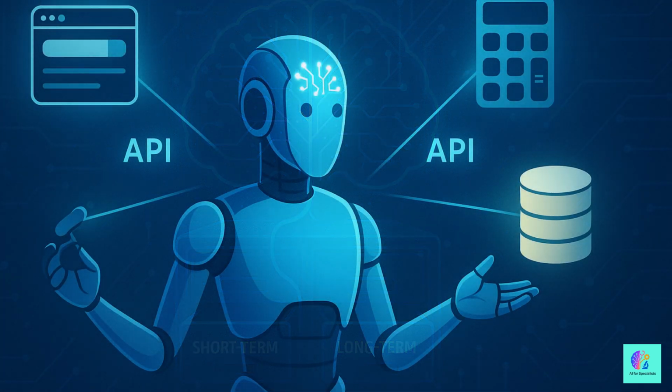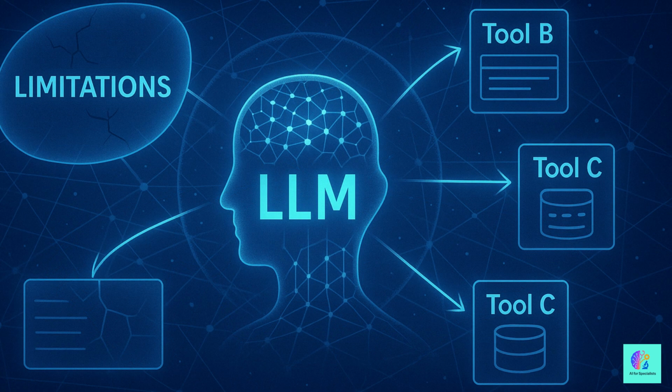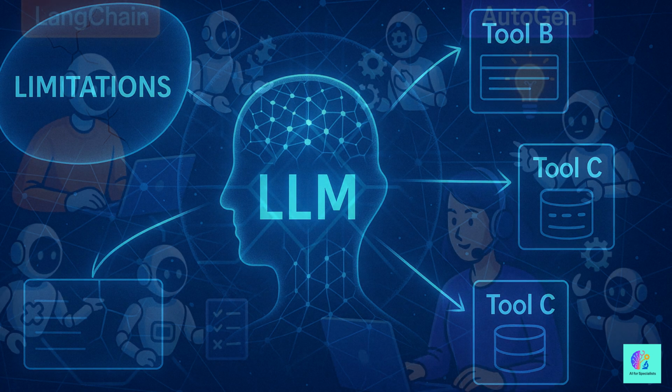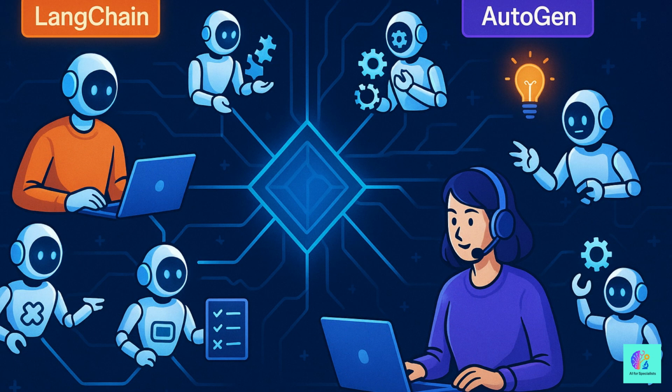That's the crucial bit. Tool use. LLMs are great at text, but they can't browse the web or do math reliably or run code on their own. So agents use APIs to connect to external tools, search engines, calculators, code interpreters, company databases, whatever they need. Overcoming the LLM's limits. Exactly. And frameworks like LangChain or AutoGen help developers build and orchestrate these complex, multi-step agentic systems. It turns the LLM into an active problem solver.